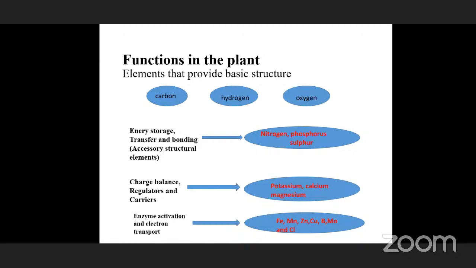Potassium, calcium, magnesium: they are helping in charge balance, regulators, and carriers. Next, iron, manganese, zinc, copper, boron, molybdenum, and chlorine: they are helpful in enzyme activation and electron transport.